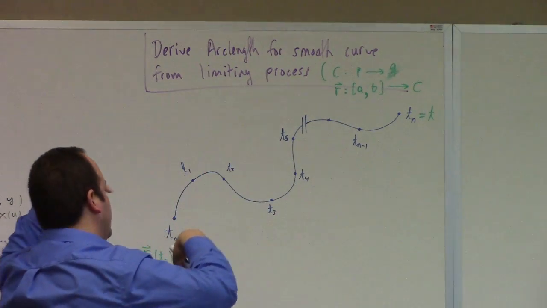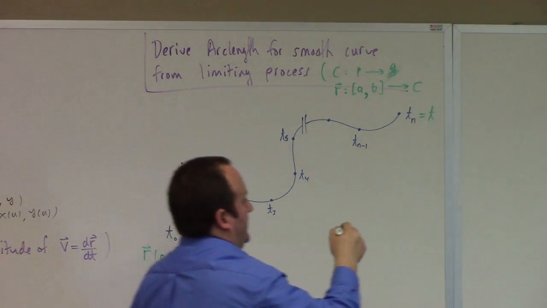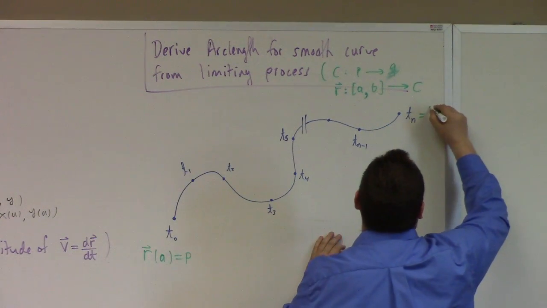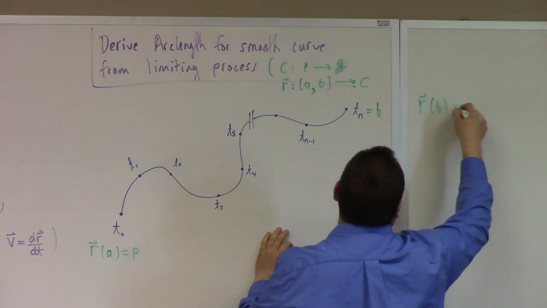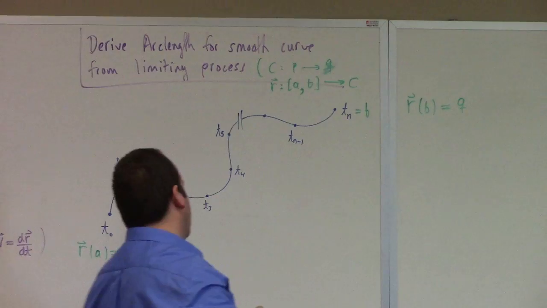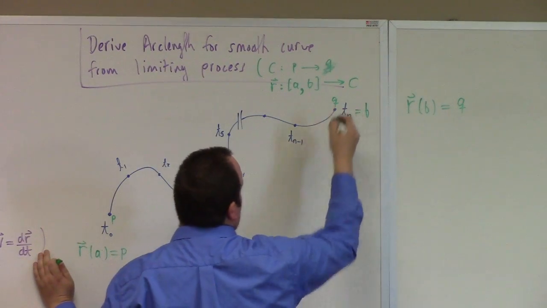So let me use a and b. So r of time a, the initial time, is P, and then over here t_n is equal to b. And so r of time b is equal to Q. That's the final point for the curve, okay? So we're going from point P to point Q. We've got this path.